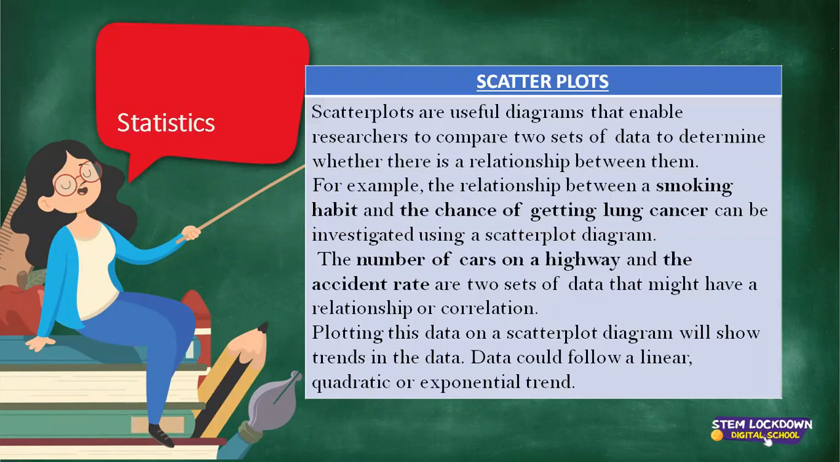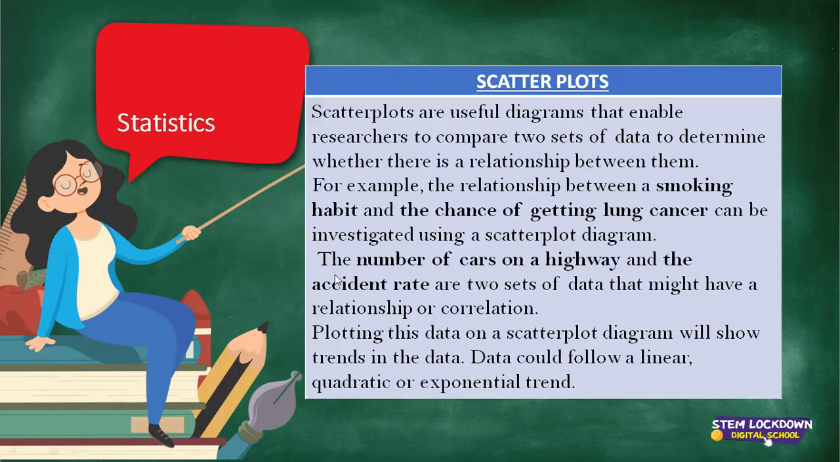For example, the relationship between smoking habit and the chance of getting lung cancer. I want to see if there is any relationship. Smoking habit is a variable, and the chance of getting cancer is another variable. So is there any correlation, is there any relationship between these two variables? With scatter plots, we can determine if there's a relationship between these two variables.